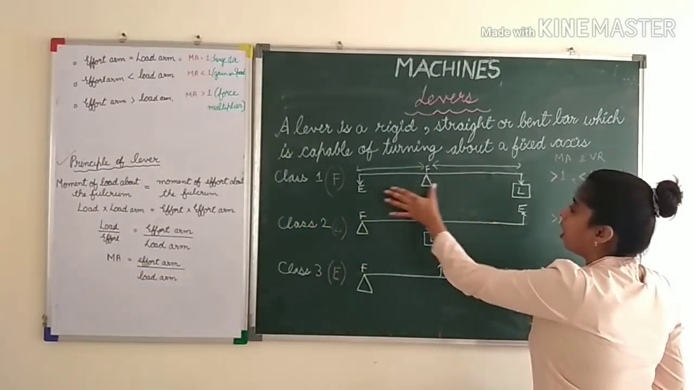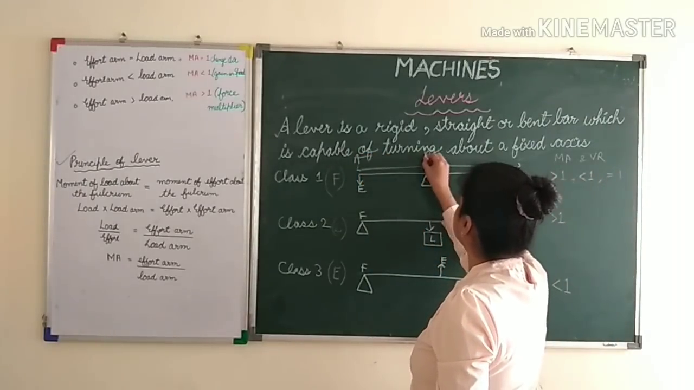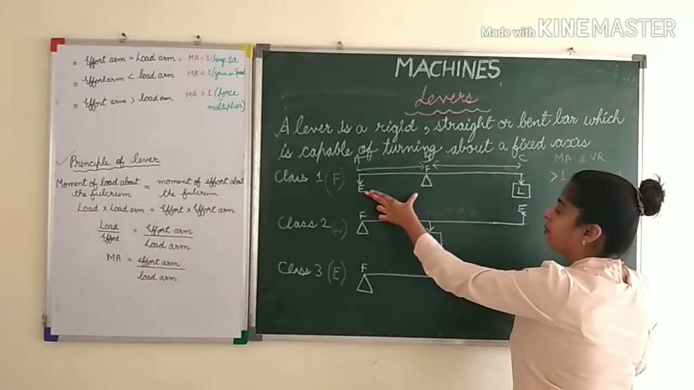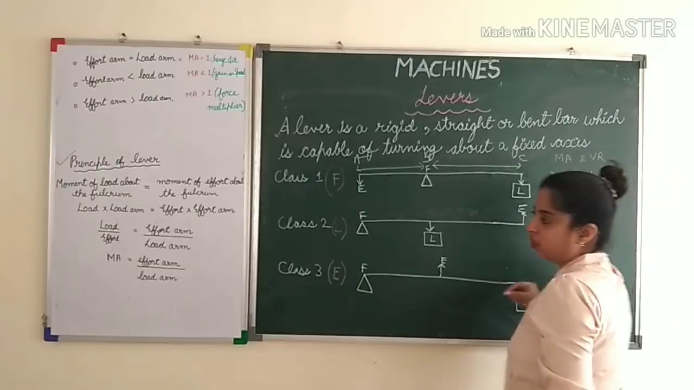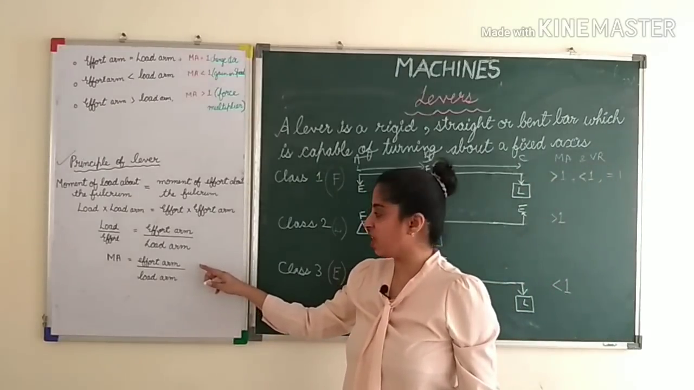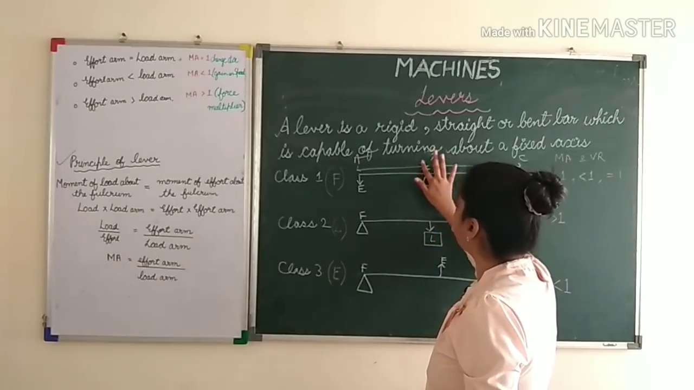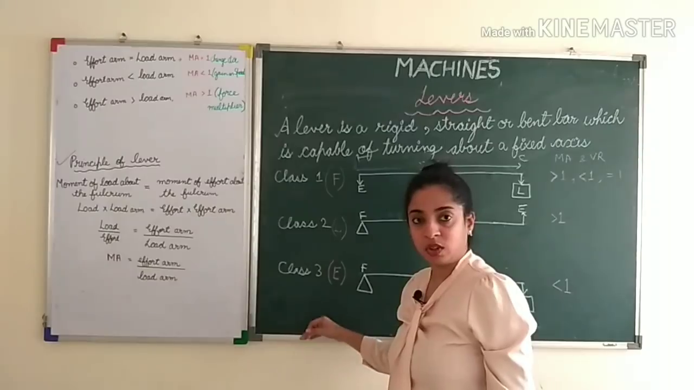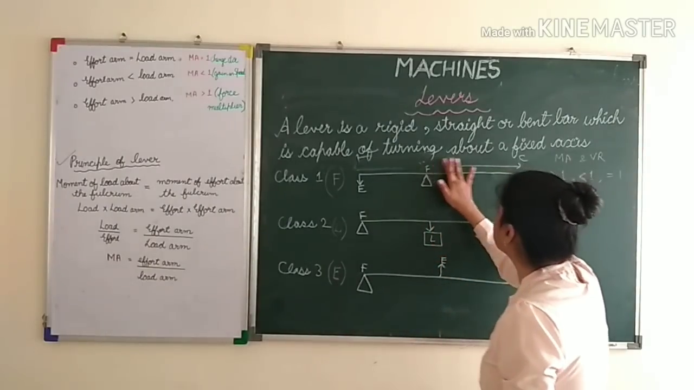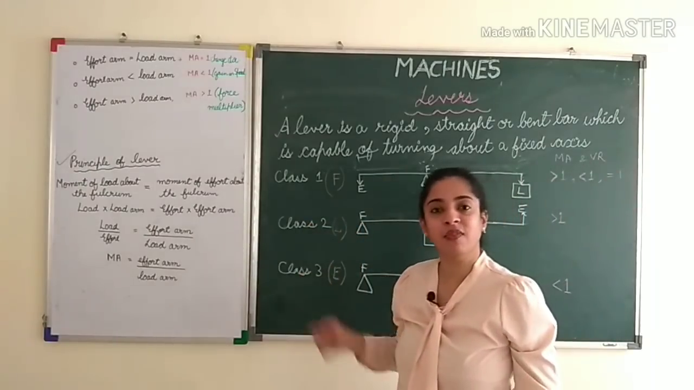Okay, so mechanical advantage is effort arm upon load arm. So here the effort arm is this, if we name it as A, B and C, effort arm is AB and load arm is BC. So mechanical advantage is effort arm upon load arm. Now, before studying the mechanical advantage of all three types of lever, first let us understand what are the three types of lever, what are the three classes of levers.